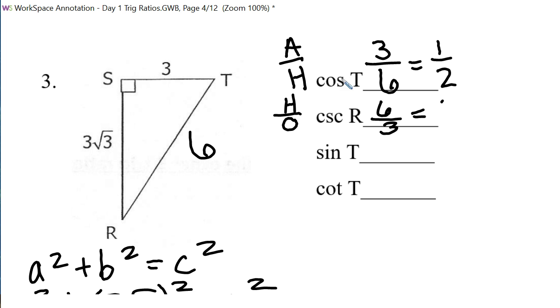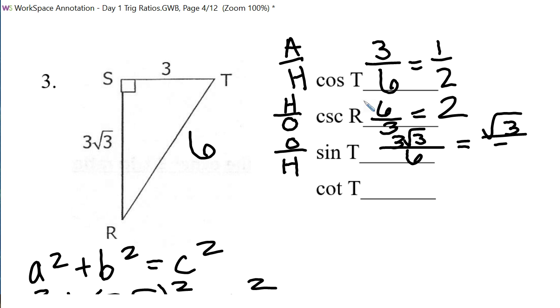Next one, we want the sine of angle T. So how do you find sine? Opposite over hypotenuse. And what is the opposite side for angle T? 3 square root of 3 over 6. Does that simplify? Yeah, square root of 3 over 2.